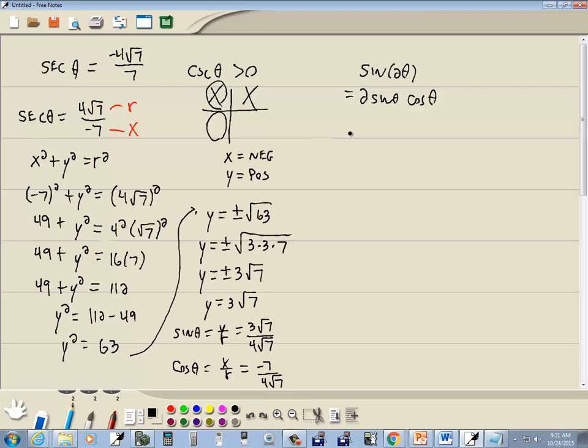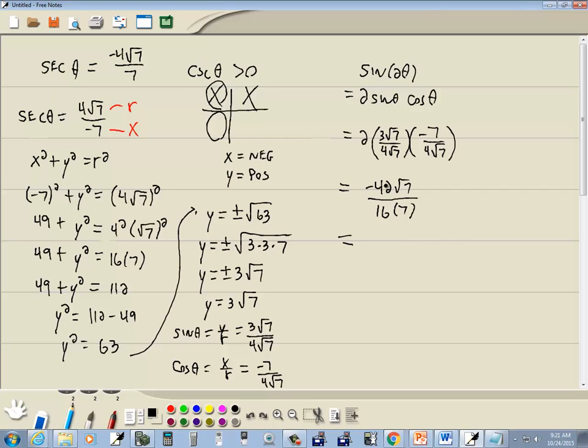Let's plug them in. So sine theta is going to be 3 square root of 7 over 4 square root of 7. And cosine is negative 7 over 4 square root of 7. The reason why I said you probably don't want to simplify at least this one right away is because we're going to see something nice happens here. 2 times 3 is 6, times negative 7 is negative 42, square root of 7. Down below, 4 times 4 is 16, and square root of 7 times square root of 7 just gives us 7.